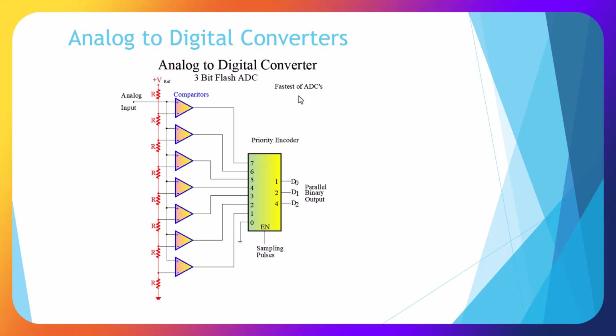This is the fastest of the analog to digital converters because it is instantaneous. Once it reads it, it comes out. So this is the fastest of the converters.